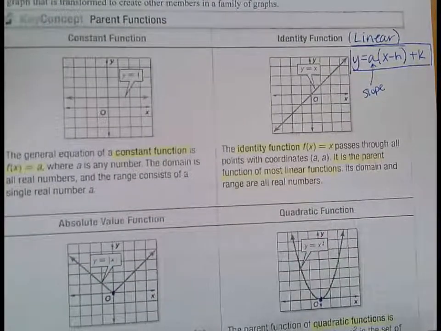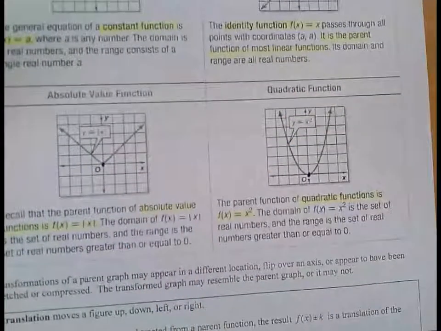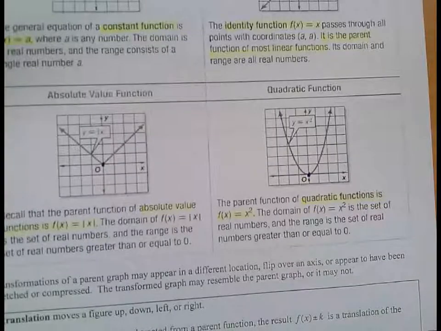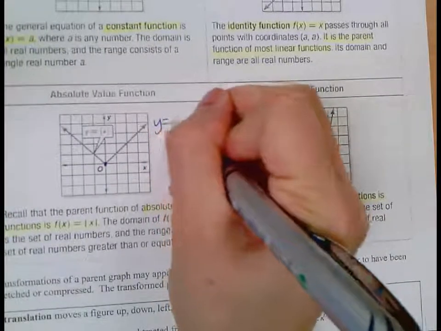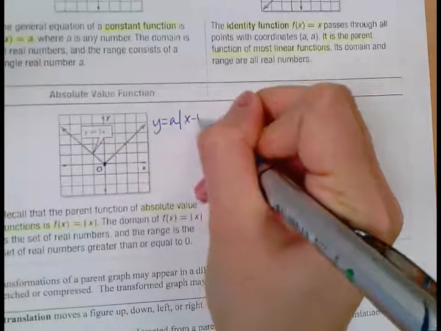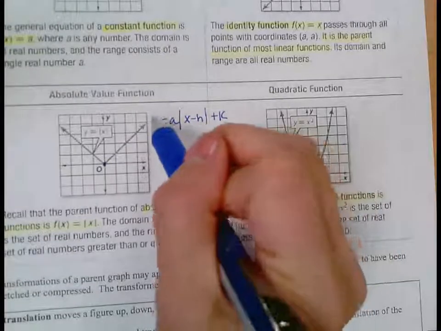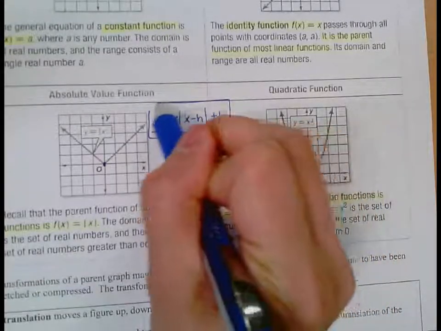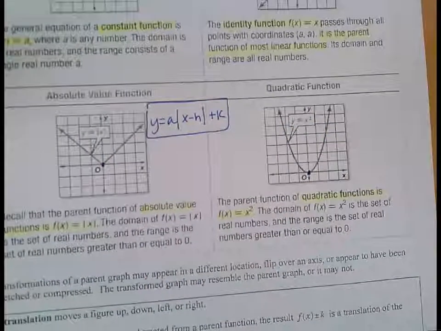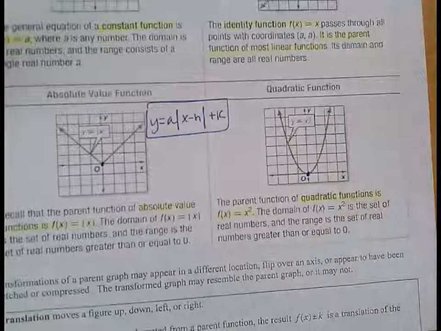So then there's similar looking formulas for absolute value and quadratics. For absolute value, it'll basically look the same, but instead of parentheses, we have absolute value bars. So y equals A times, in absolute value bars, x minus h, and then plus k on the outside. So you need absolute value bars for an absolute value function.